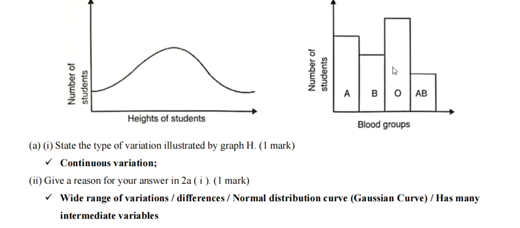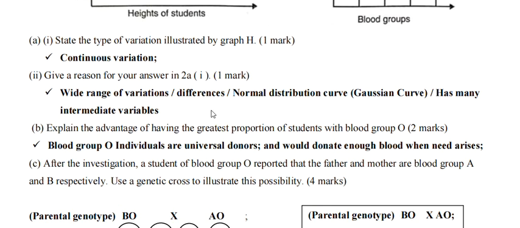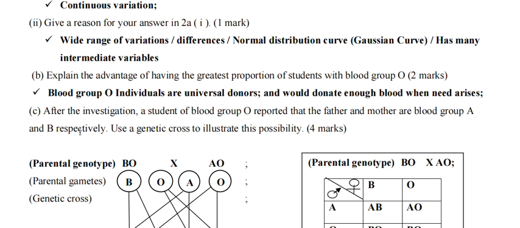You can look at this: blood group O has the highest number of students, and the reason is that blood group O individuals are universal donors and will donate enough blood when need arises. Then part C, after the investigation, a student of blood group O reported that the father and mother are blood group A and B respectively.